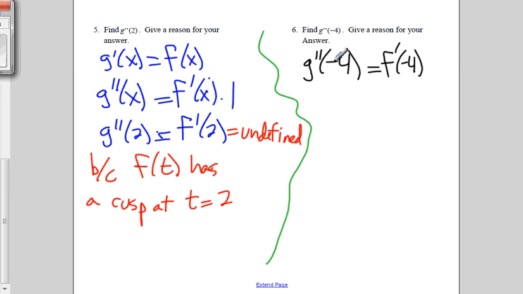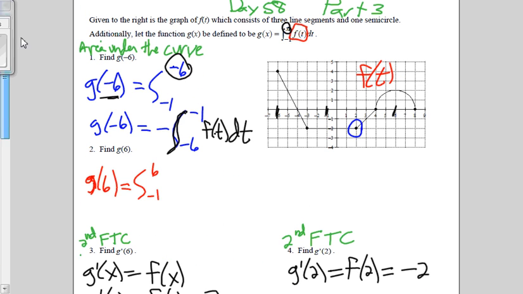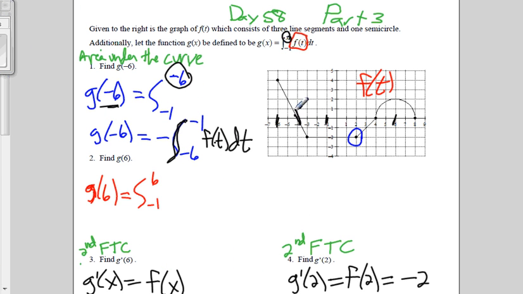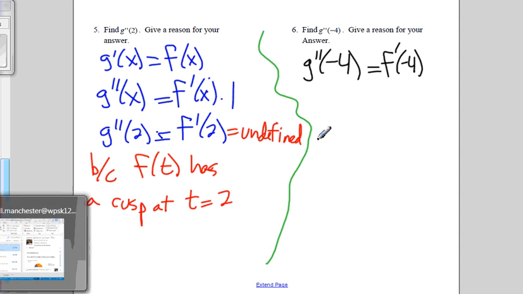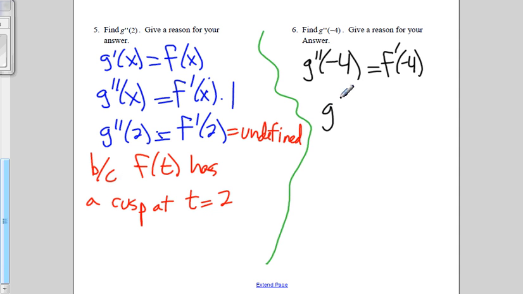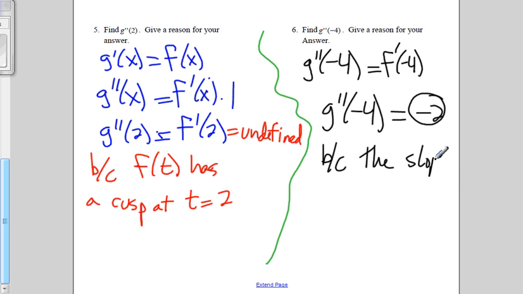Number 6, same type of problem. Second derivative, we already did the work. So the second derivative of g is equal to the first derivative of f. And let's go up to where -4 is. That's right here. So now I can just count this segment. I go down 2 over 1, so it's going to be -2. They specifically want the second derivative of g. Okay, give a reason. So I know the slope of f of t. Slope of f of t is -2 at time equals -4.